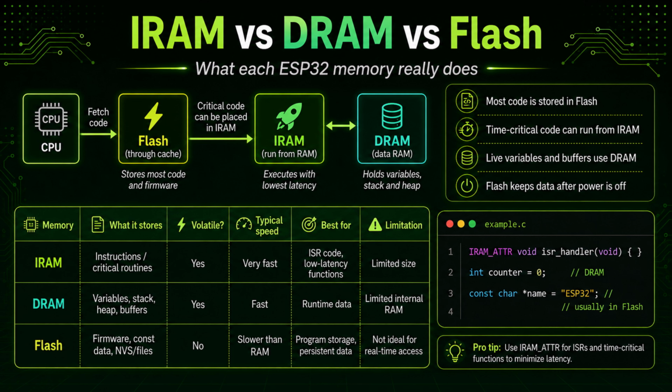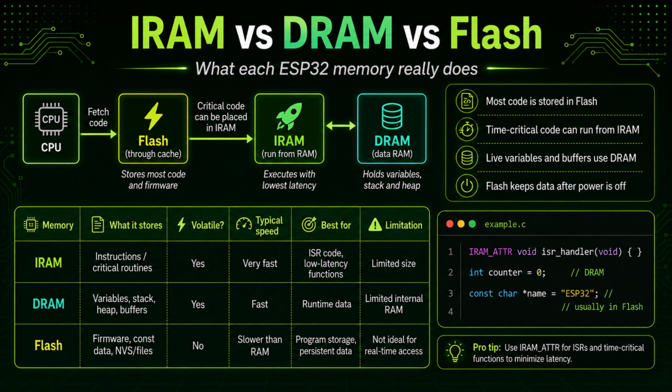Most ESP32 application code is stored inside external flash. The processor normally accesses this code through a cache mechanism. This allows us to store relatively large applications without consuming all of the limited internal RAM. However, flash access is not as predictable as accessing internal RAM. IRAM is different. It is internal instruction RAM, meaning functions placed here can execute directly from RAM, without depending on the external flash cache. This is extremely useful for interrupt handlers or very timing-sensitive routines.